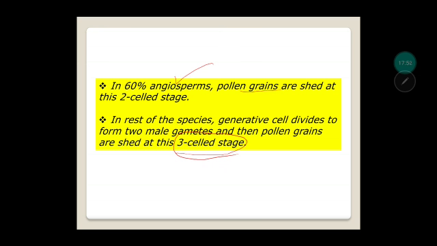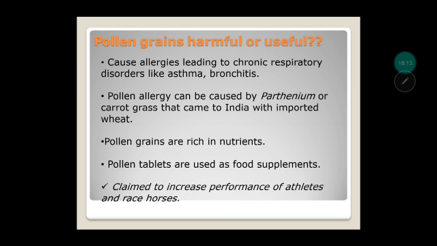So how are three cells going to form? The generative cell further divides into two cells. This is how there would be two small generative cells and one vegetative cell. So some of the pollen grains mature or fall off from the flowering plant after this three-celled stage. Now lastly, the last part of today's discussion is whether pollen grains are harmful or useful.